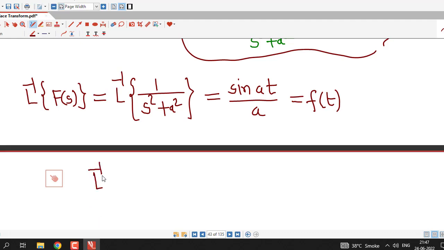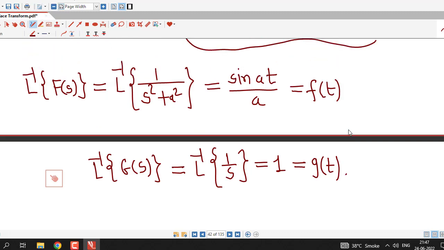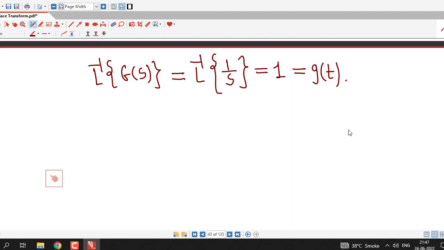Similarly, we write inverse Laplace transform of capital G, which is equal to inverse Laplace transform of 1 by s, and inverse Laplace transform of 1 by s is 1, and this is denoted by small g. So we have inverse Laplace transform of capital F and capital G. Now we can apply the convolution theorem.